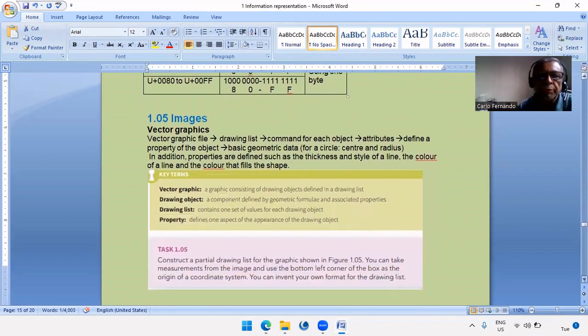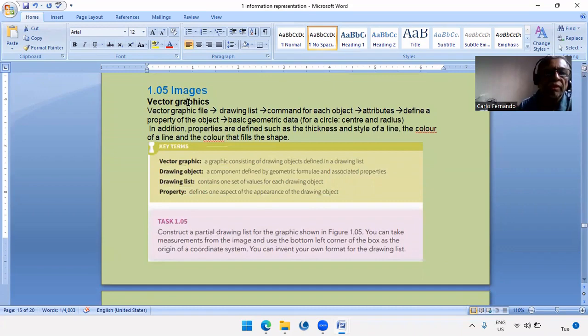Then we come to images. Vector graphics is one of the 2 forms that we are going to learn. The other type of image is bitmap. Bitmap images and vector graphics. So first we take vector graphic. A vector graphic file has a drawing list, which has a command for each object. Drawing list means a list of objects.